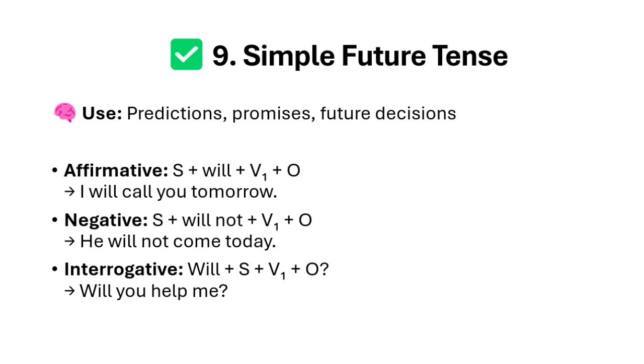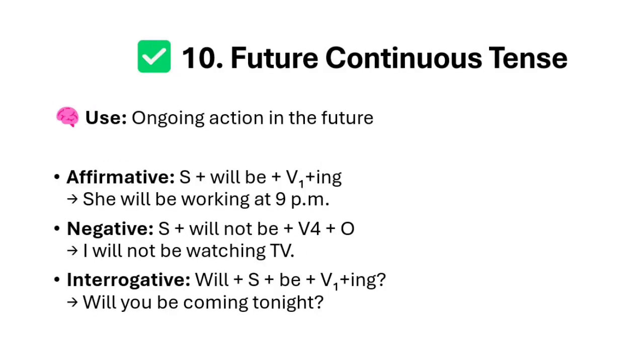Interrogative sentence structure. Will plus subject plus first form of verb plus object. Example, will you help me? This is all about simple future tense. Now let's move to future continuous tense. This tense is used to tell ongoing actions in the future. Okay, now see the affirmative sentence structure. Subject plus will be plus first form of verb plus ing, or you can say ing form. Okay, and in the last object.